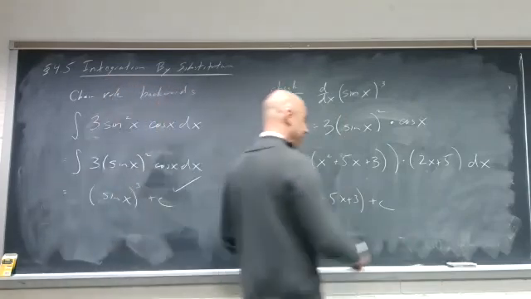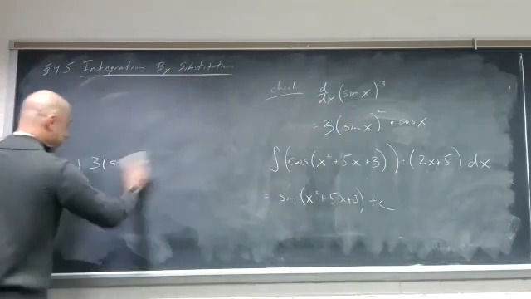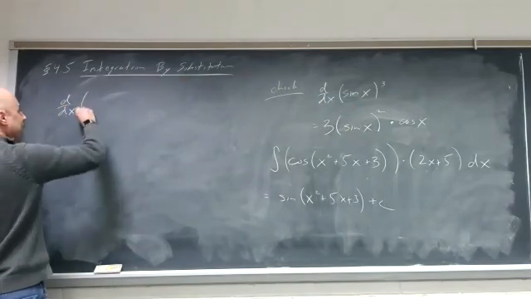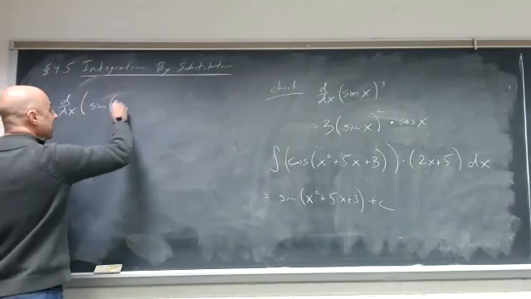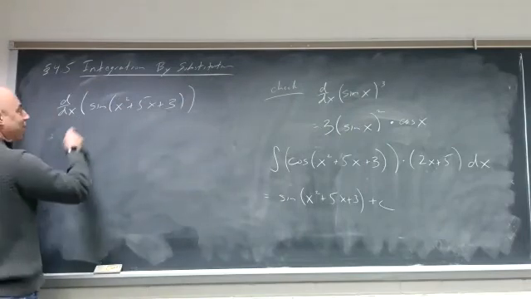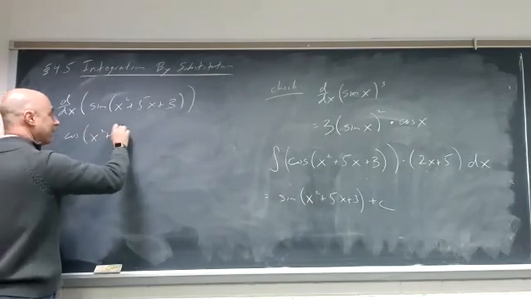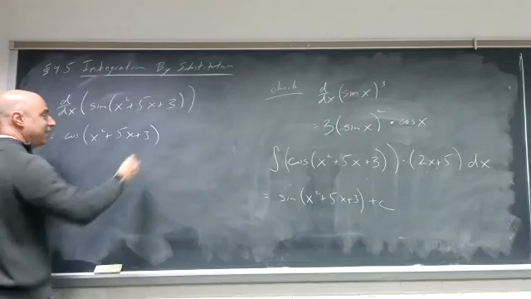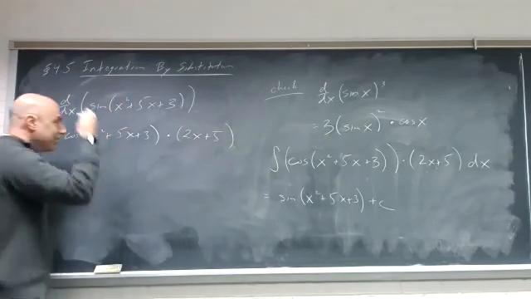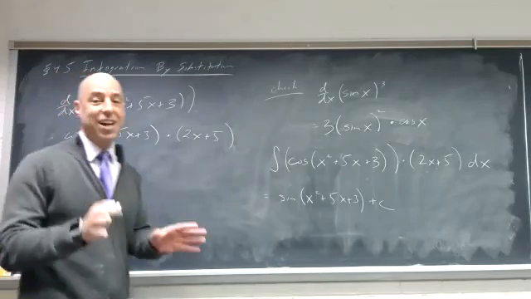We can check this one. So the derivative of sine of x squared plus 5x plus 3 plus a constant is equal to the derivative of sine, which is cosine. We'll write the inside part exactly as it is. And then at the very end, you multiply by the derivative of the inside part. Chain rule backwards. That's all there is to it in a sense.